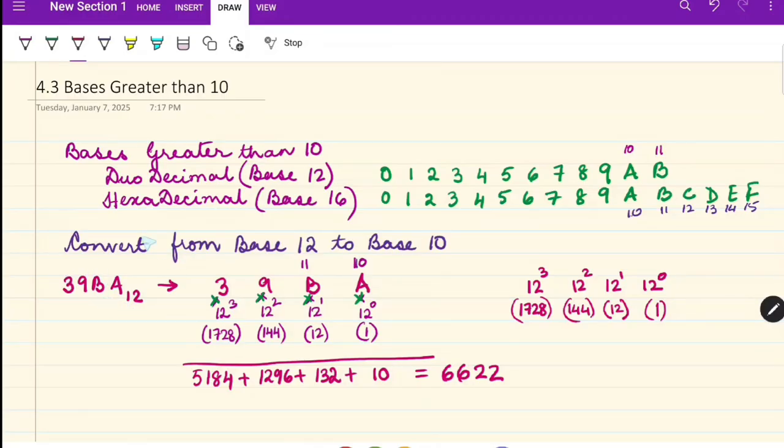All right. So 39B in base 12 represents the decimal number 6,622. So again, as you see, the process is the same as what you used when working with bases less than 10, except that the numerals are a little bit different. And of course, you have to use the positional values of base 12. All right.